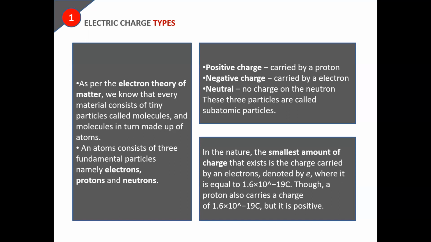In nature, the smallest amount of charge that exists is the charge carried by an electron, which is denoted by e, where it is equal to 1.6 into 10 power of minus 19 coulomb. Though a proton also carries a charge of 1.6 into 10 power of minus 19 coulombs, but it's positive. So the smallest amount of charge is carried by the electron in nature.